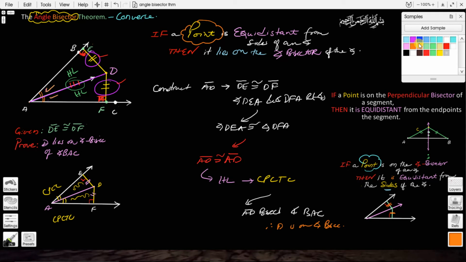So these are two theorems with their converses, the perpendicular bisector theorem and the angle bisector theorem. These theorems we're going to need to learn some of the most exciting theorems coming up in all of geometry next time.